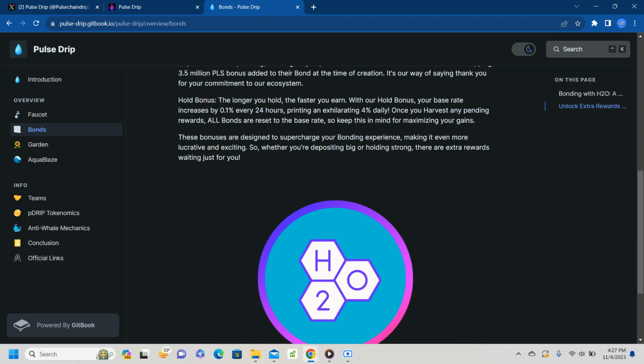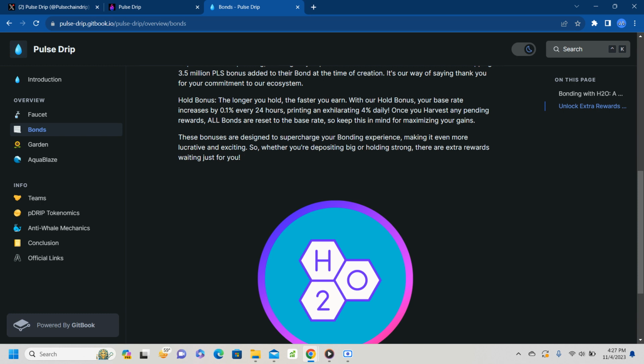And then the hold bonus. The longer you hold, the faster you earn. With our hold bonus, your base rate increases by 0.1% every 24 hours, printing an exhilarating 4% daily. Once you harvest any pending rewards, all bonds are reset to the base rate, so keep this in mind for maximizing your gains. These bonuses are designed to supercharge your bonding experience.